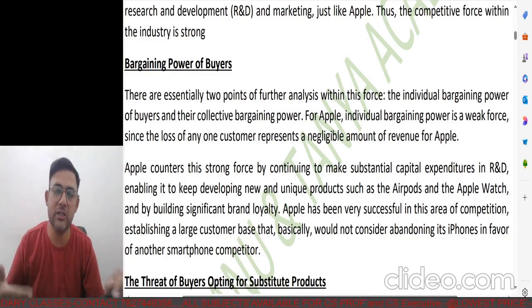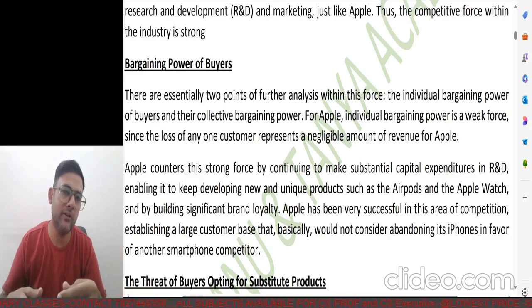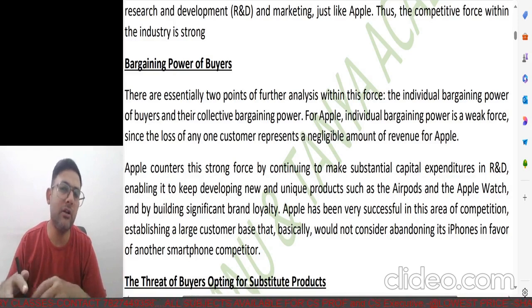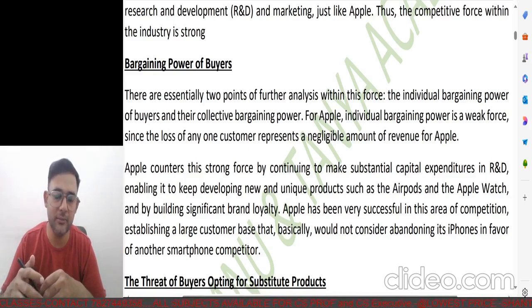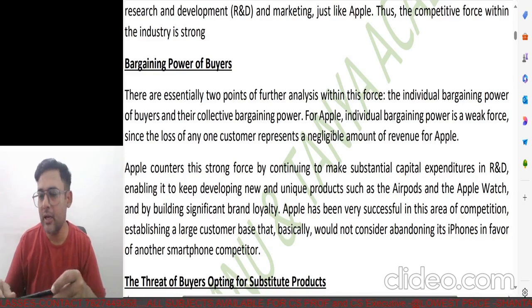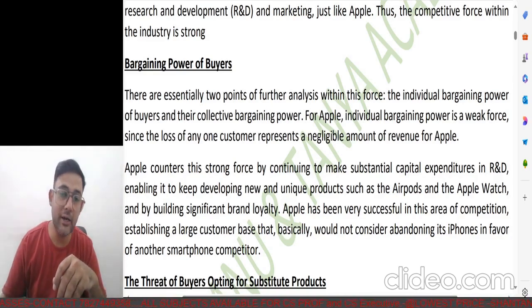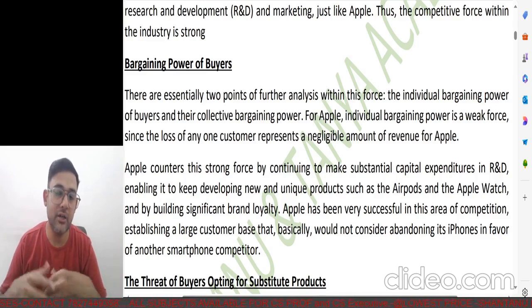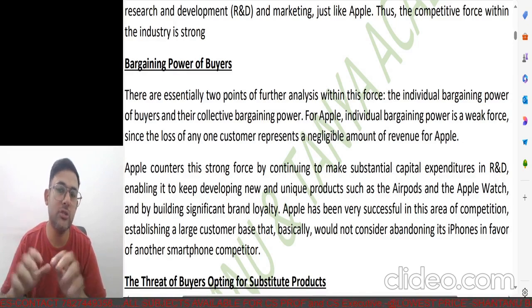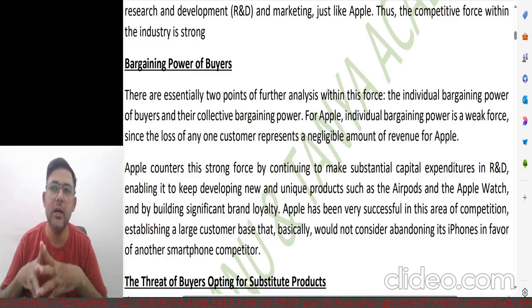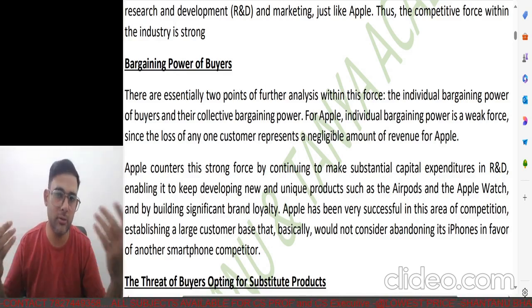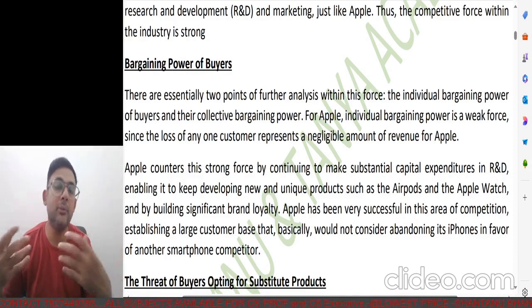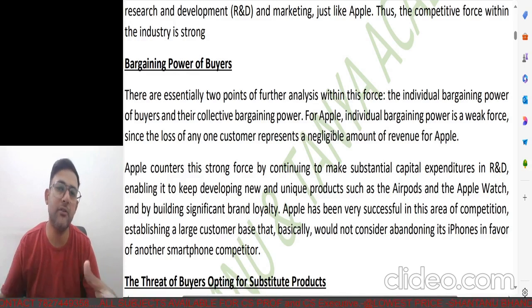And collectively, obviously, if a collective decision is made by various people, it does affect any company, not just Apple, but any company. So bargaining power, from an individual perspective, is kind of nothing, but collectively it does affect them. In Apple's case, it's said that they invest a lot of money in R&D, research and development, and that's what keeps them going. And they have a larger customer base who prefer to use their devices only. There are people, I'm sure, maybe some of you are one of them, who will not use anything else apart from iOS.